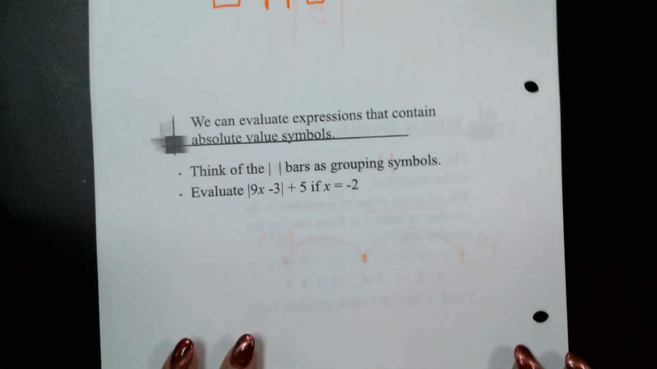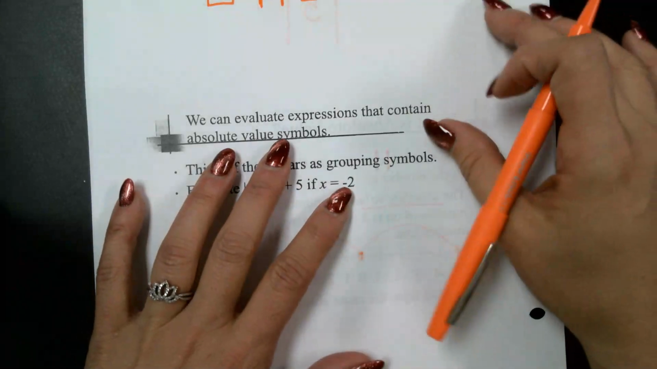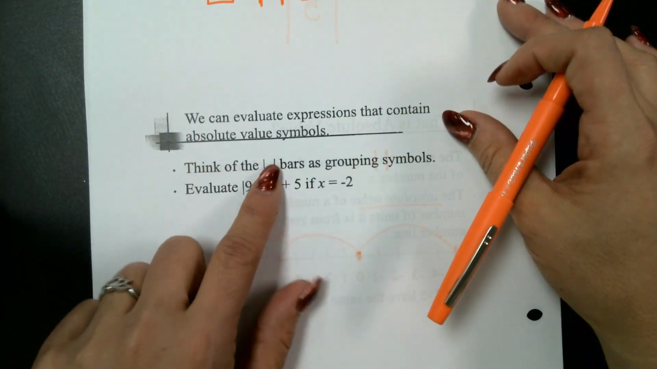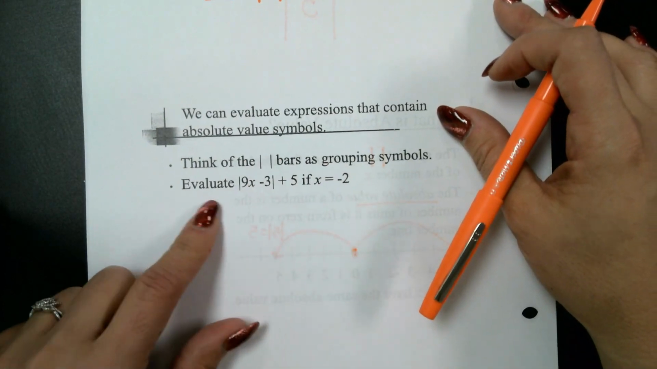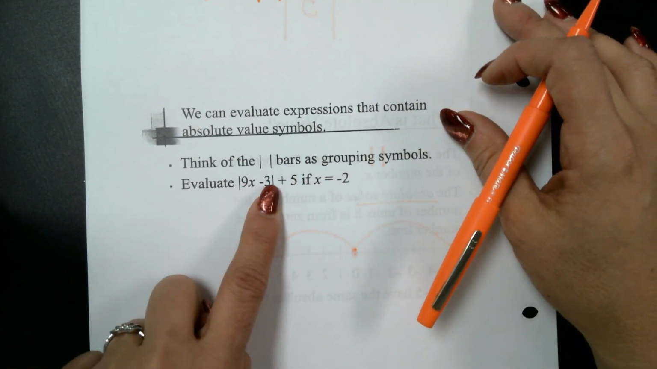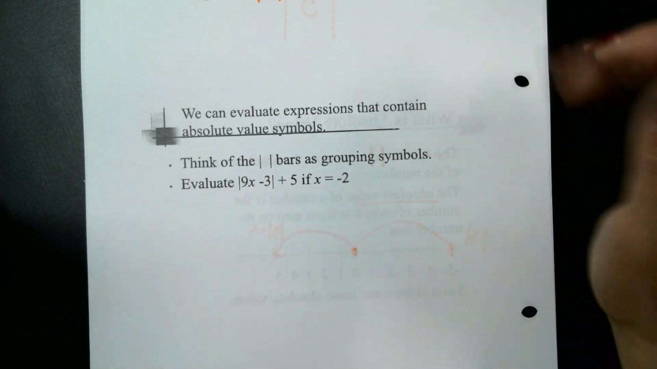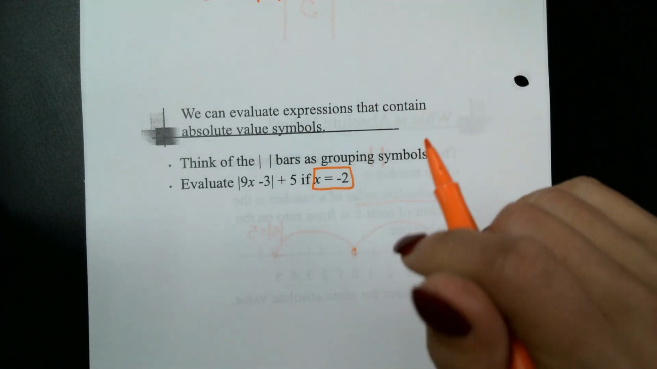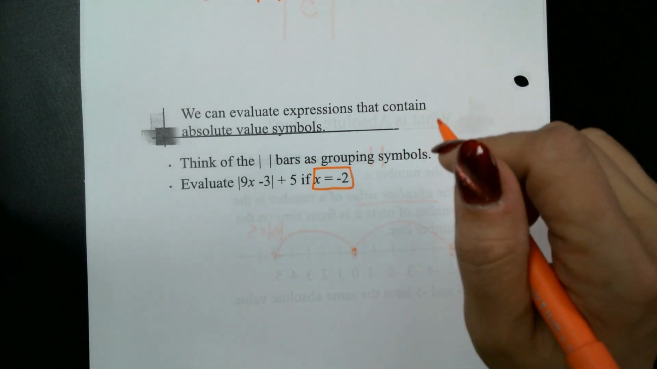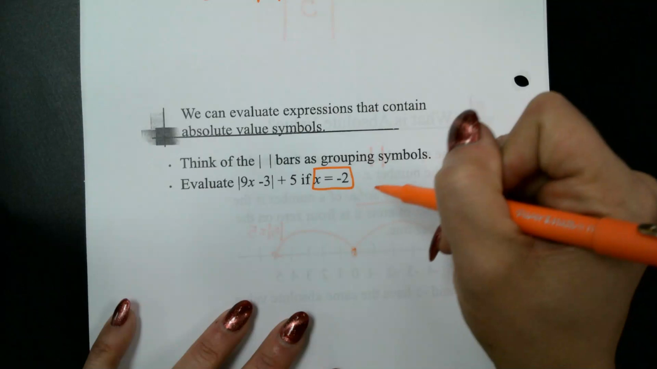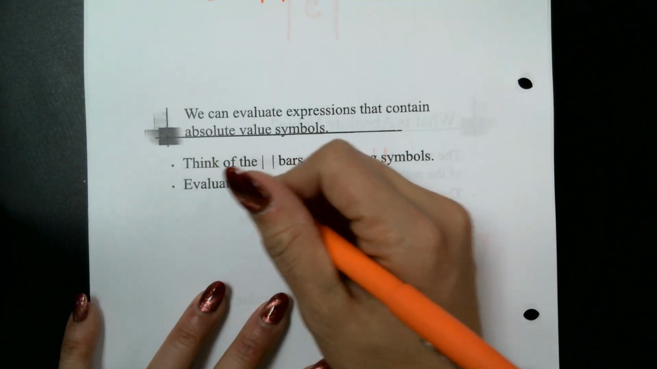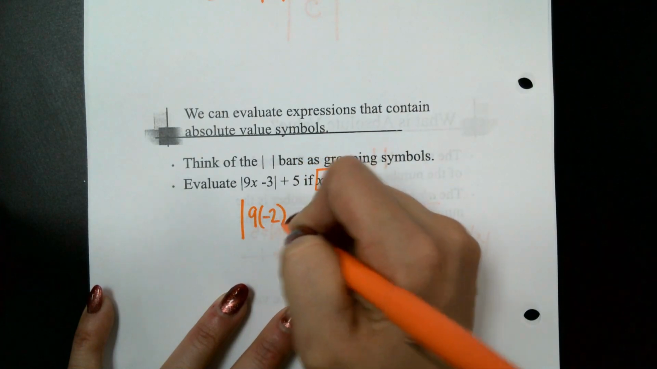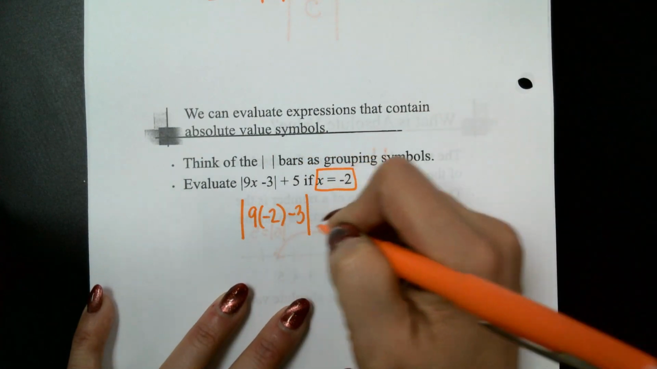All right, then down here at the bottom, it says we can evaluate expressions that contain absolute value symbols. So think of these bars as grouping symbols, and they want us to evaluate the absolute value of 9x minus 3, and then plus 5. They give us the value of negative 2 for x. What am I going to do with that negative 2? We're going to plug it in where the x is. So I'm going to just rewrite this for now, plugging in that negative 2.